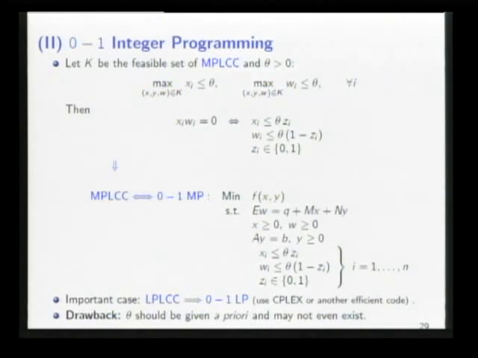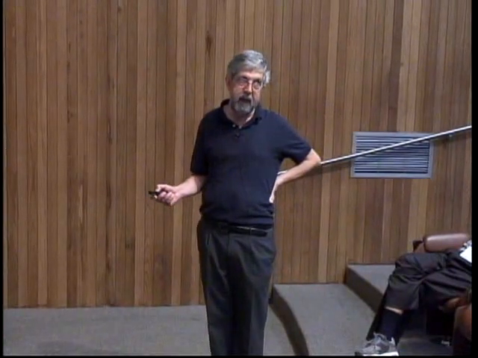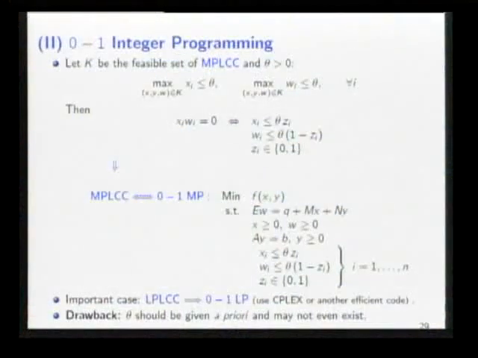I always tell people, when they start this type of research, the first thing to do is to solve the MPLCC as a 0-1 integer program, because you have a code. So you can see your models. Suppose that you have a model and you want to see the results. The best thing to do is to transform it into a 0-1 integer program and solve it. When you do this, you get some idea about the quality of your model.